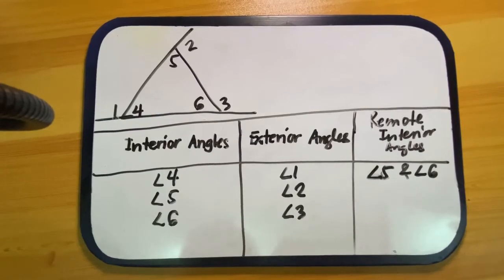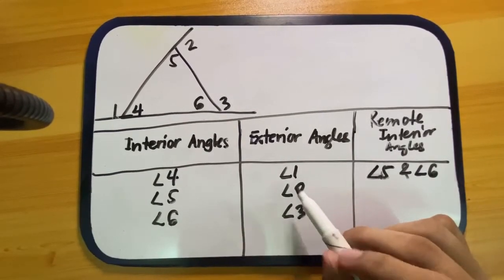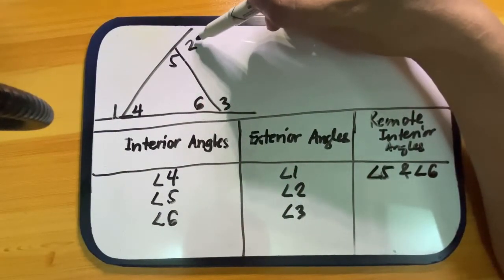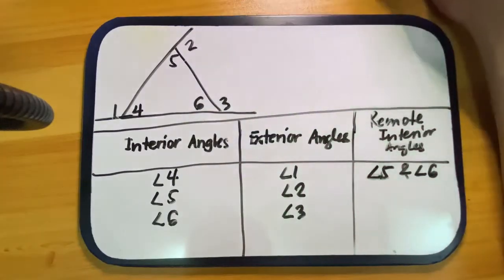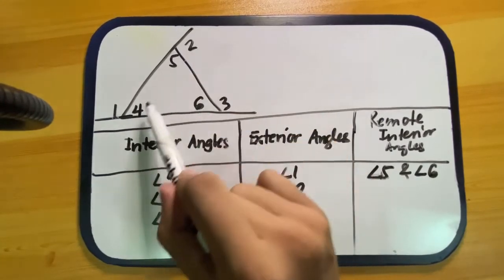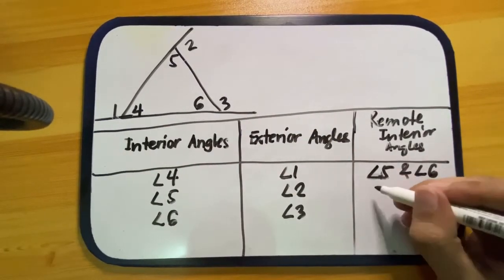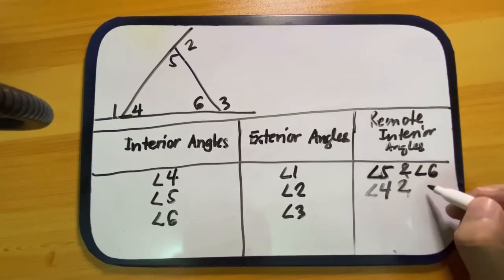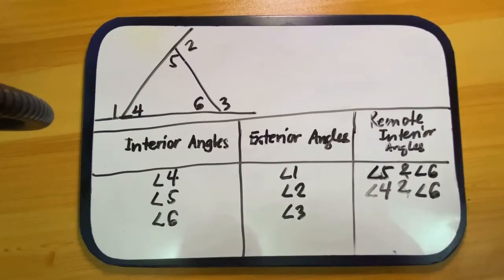Okay? So remember that an exterior angle has two remote interior angles. Angle 2, here, angle 2. So angle 2 is the exterior angle, and angle 5 is the adjacent angle. So therefore, angle 5 is not a remote interior angle, okay? So therefore, angles 4 and 6 are the remote interior angles of angle 2.